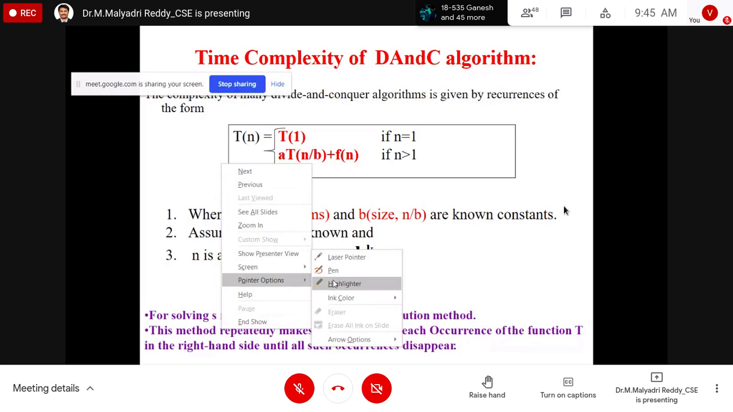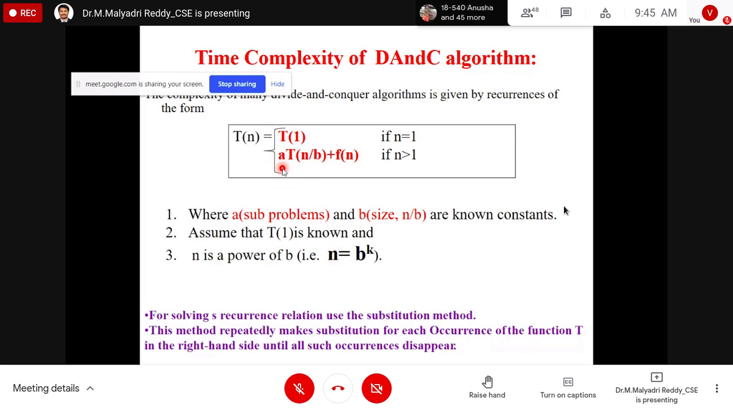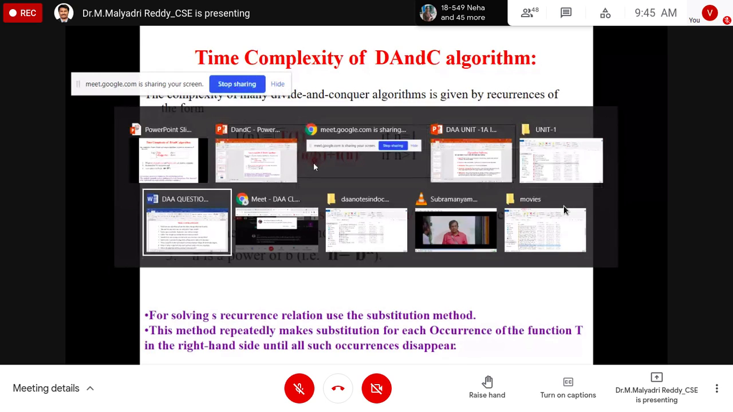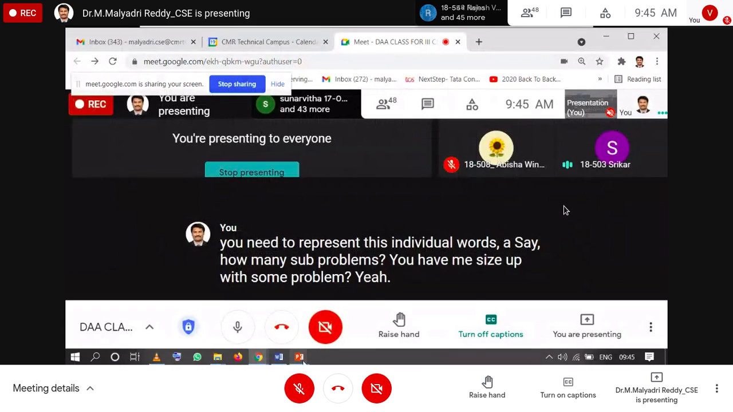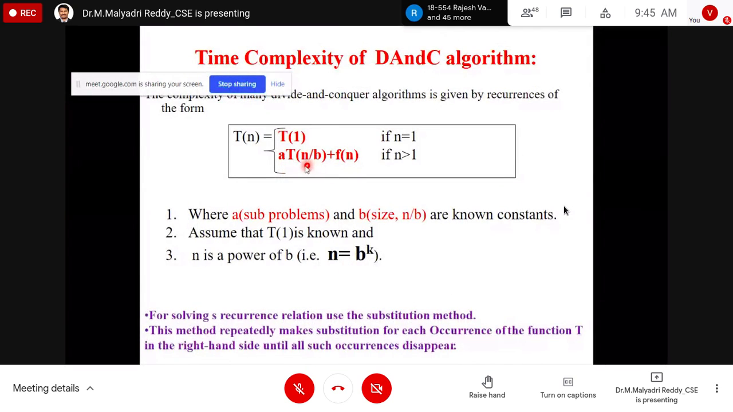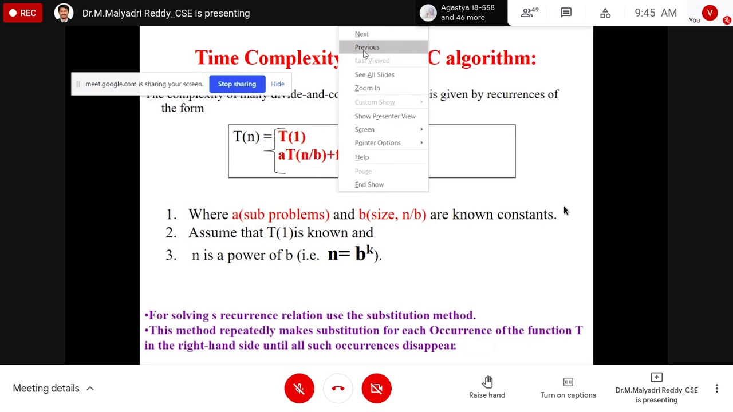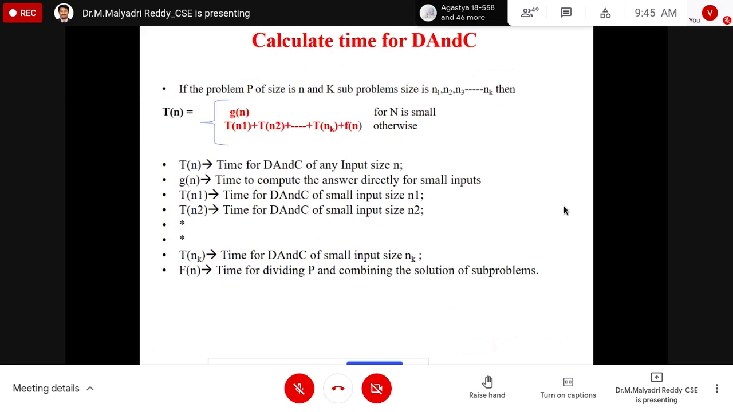Yes sir, listening sir. Whenever we represent this algorithm, we need to represent these individual terms. A says how many sub problems you have. B is the size of each sub problem. You have to show A T of n by B plus F of n, where F of n represents the time taken for combining and conquering the solutions. So it is a big question. Then you represent it like this.